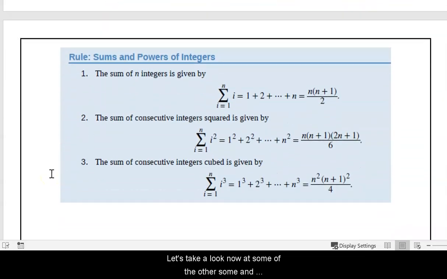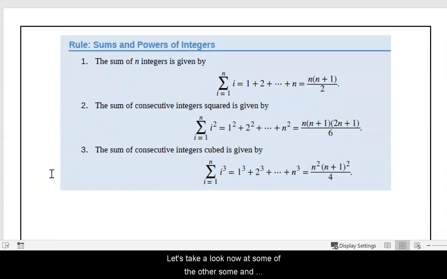Let's take a look now at some of the other sum and properties of sums. This rule is called the sums and powers of integers rule. This is not one that I expect you to have memorized. If you need this on the exam, I'll be sure to give it to you. You can also write it on a formula sheet if you prefer. These are things that were proved by various mathematicians using techniques that are a little bit beyond what we want to do here. However, they can be used to simplify other formulas.